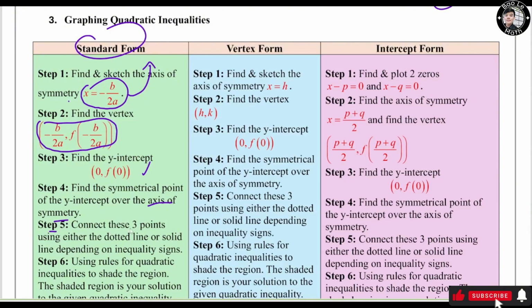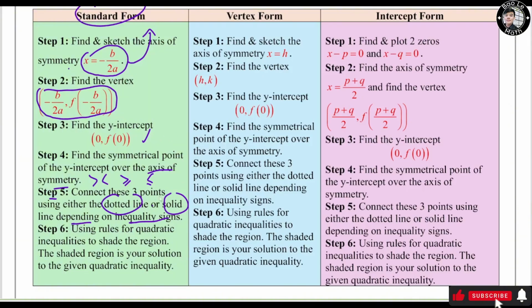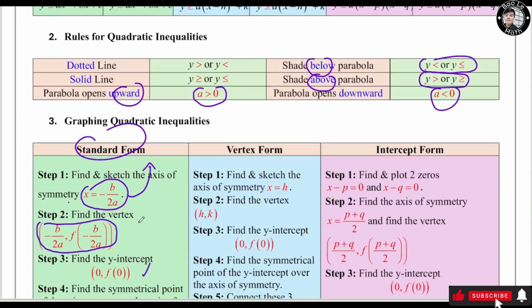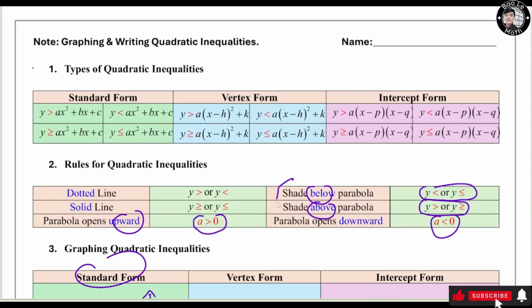Step number 5, connect these 3 points using either the dotted line or the solid line, depending on the inequality sign. So if you have greater than or equal to or less than or equal to, you're going to use the solid line. If you have greater than or less than, you're going to use the dotted line. Step number 6, use the rules for quadratic inequalities to shade the region. The shaded region is your solution to the given quadratic inequality. So basically, we're going to use the rule right here.